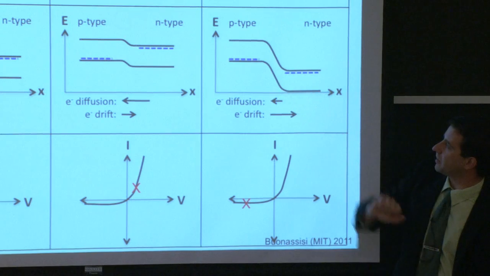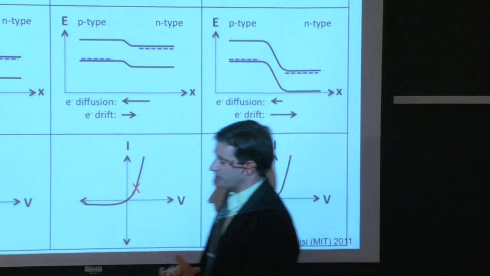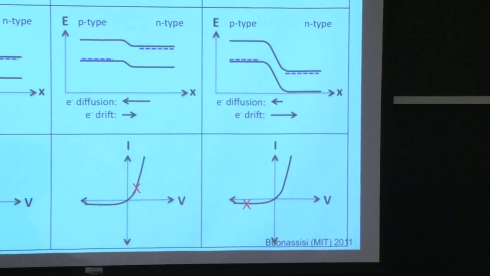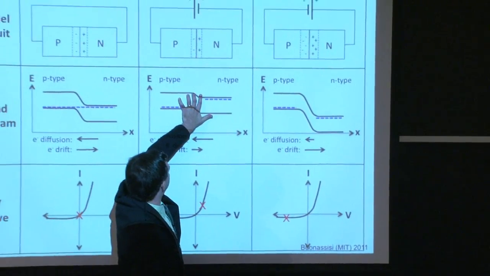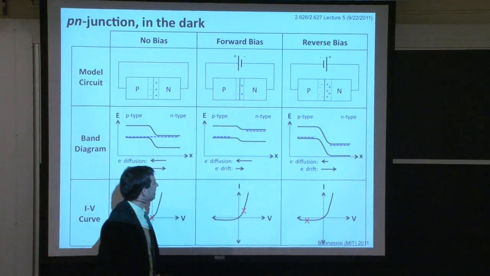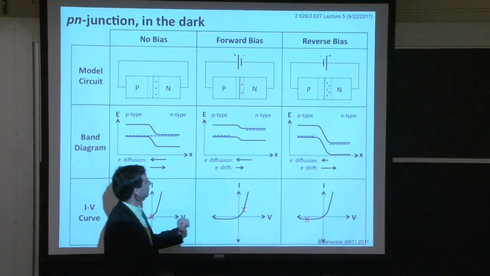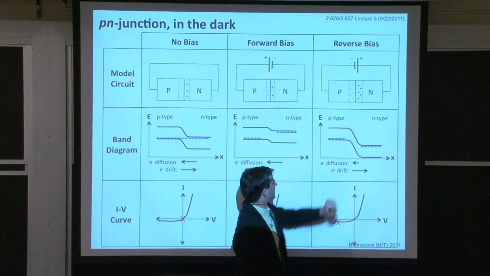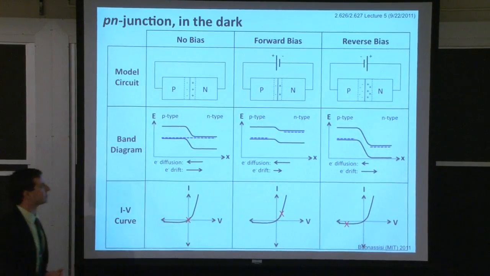Also, you'll notice the width of the space charge region changing as we forward and reverse bias our device. As the barrier height decreases, we have a decrease of the built-in electric field. We have a decrease of the amount of charge on either side of the junction. That's why the depletion width decreases. And the opposite happens here under reverse bias.